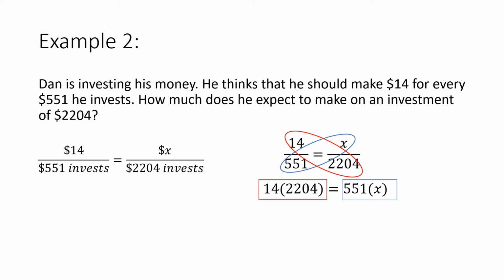Now I'm ready to simplify each box. So 14 times 2,204 is 30,856. 551 times x is just 551x. Now I have a one-step equation that I'm ready to solve for x. 551 is being multiplied by x. I've got to get rid of that 551, so I'm going to divide both sides by 551, and when I do this I get x to equal $56. That's how much he could expect to make on the investment of $2,204.